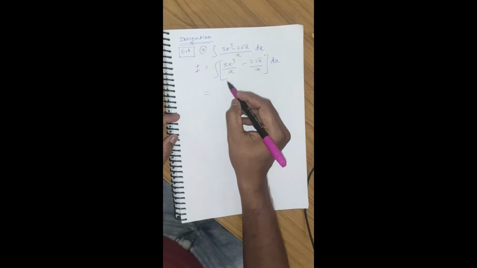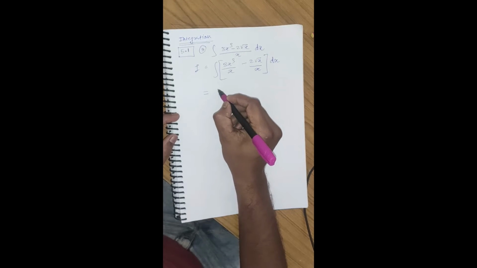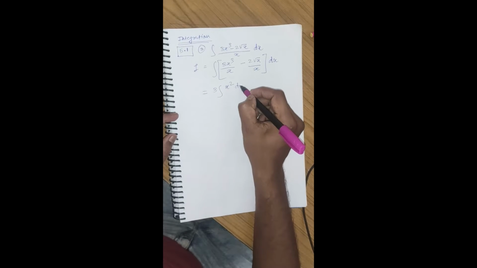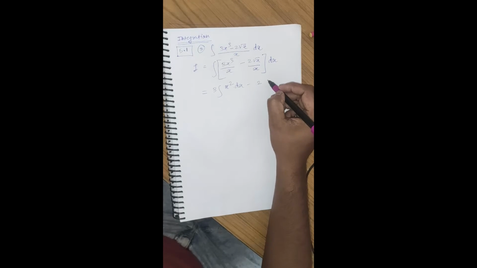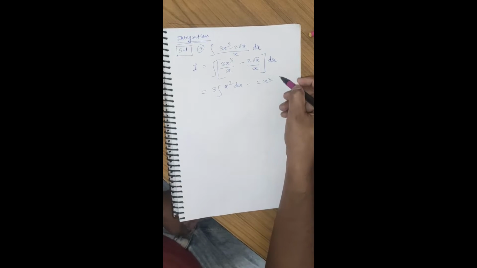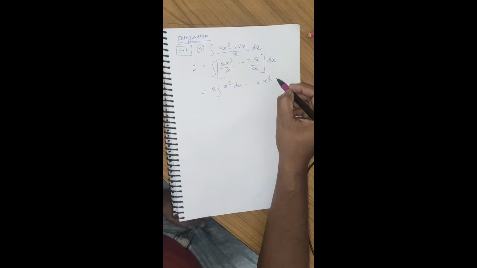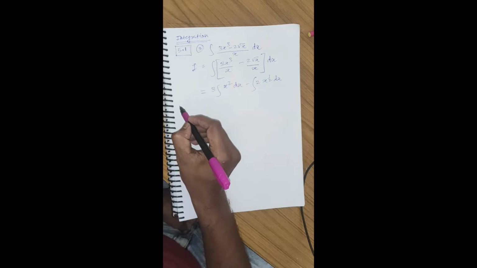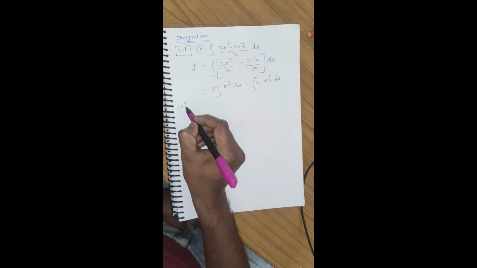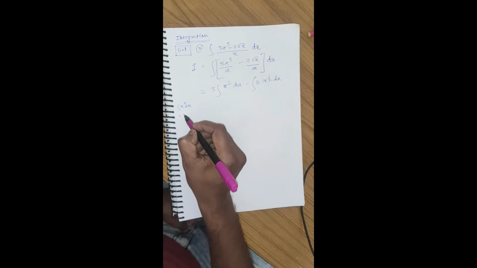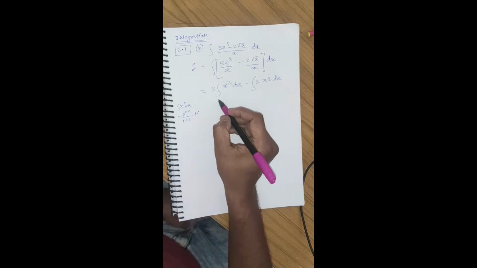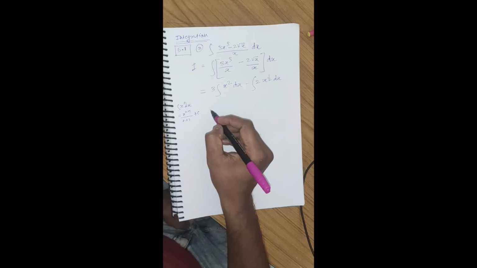So we can separate it and take the constant outside, that is 3 integration x square dx minus 2 integration x raised to 1 by 2 dx (wait, minus 1 by 2). So we can apply this rule. The rule is: integration of x raised to n with respect to dx is equal to x raised to n plus 1 divided by n plus 1 plus c. C is the constant which is used in an indefinite integral.